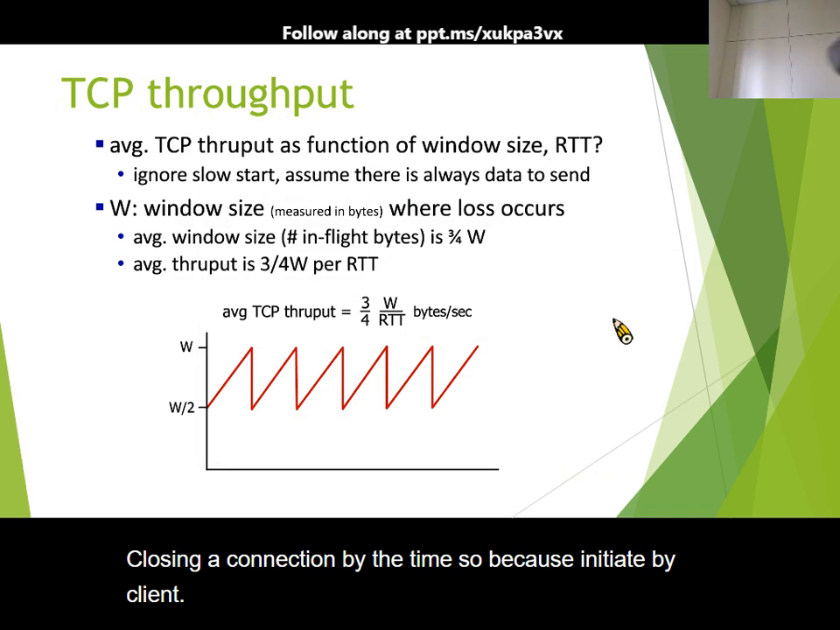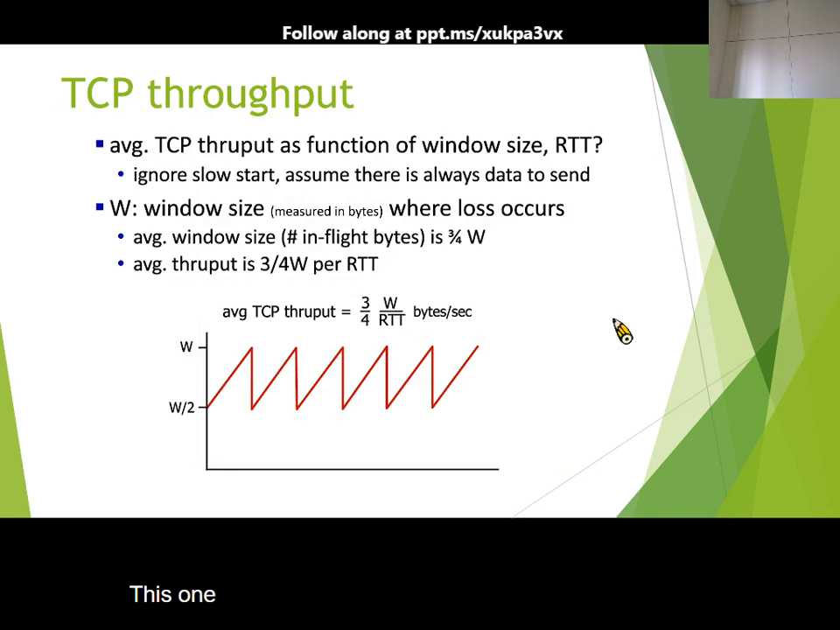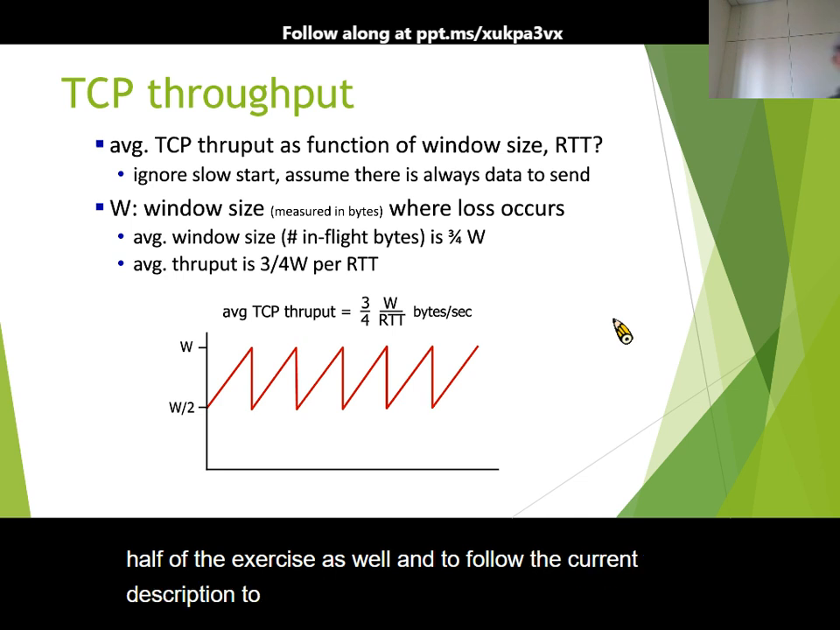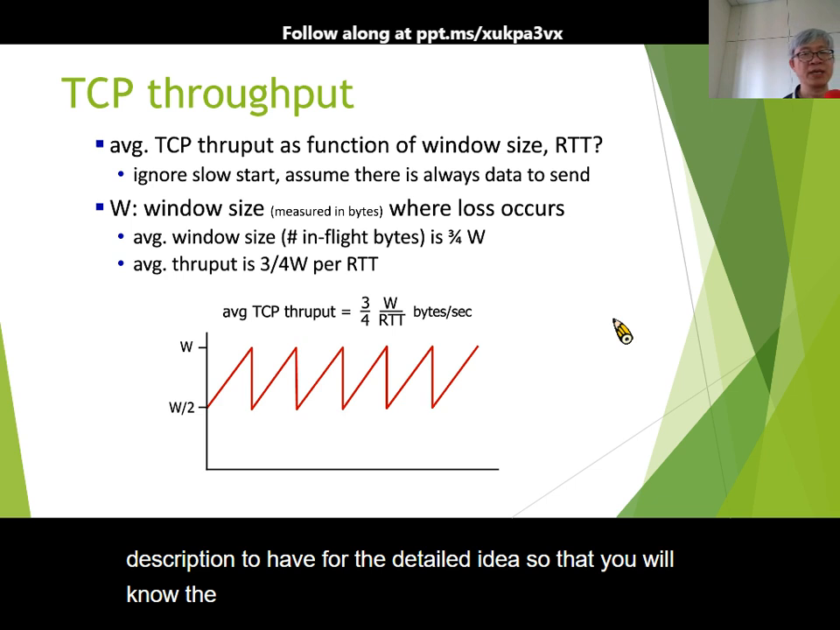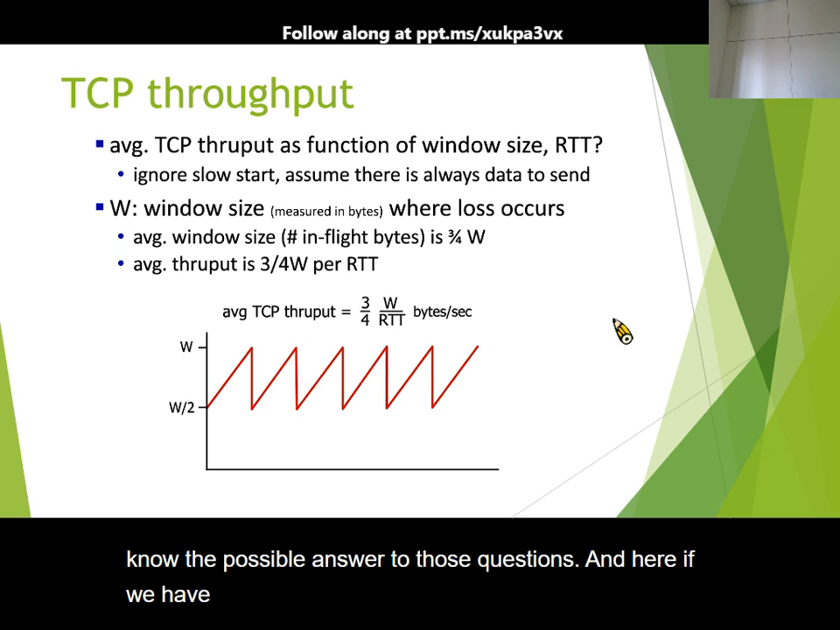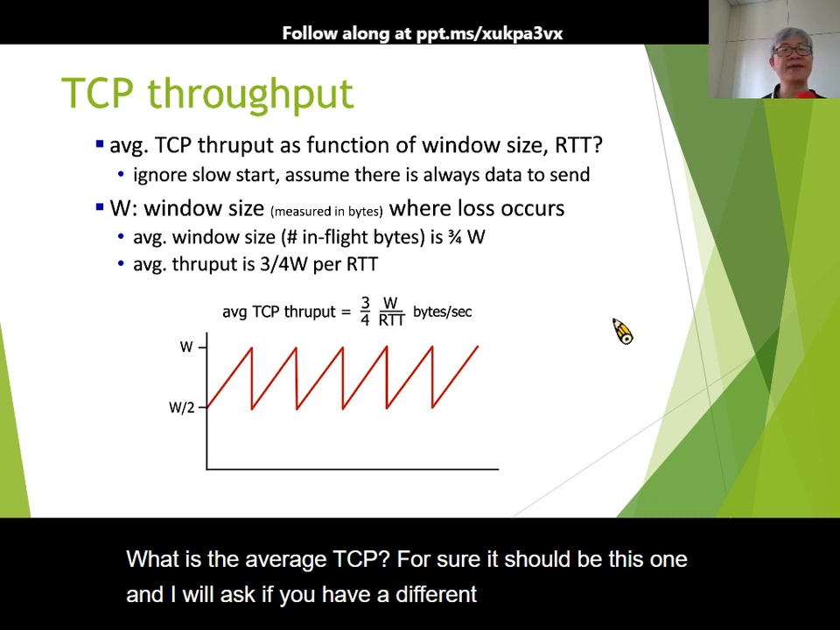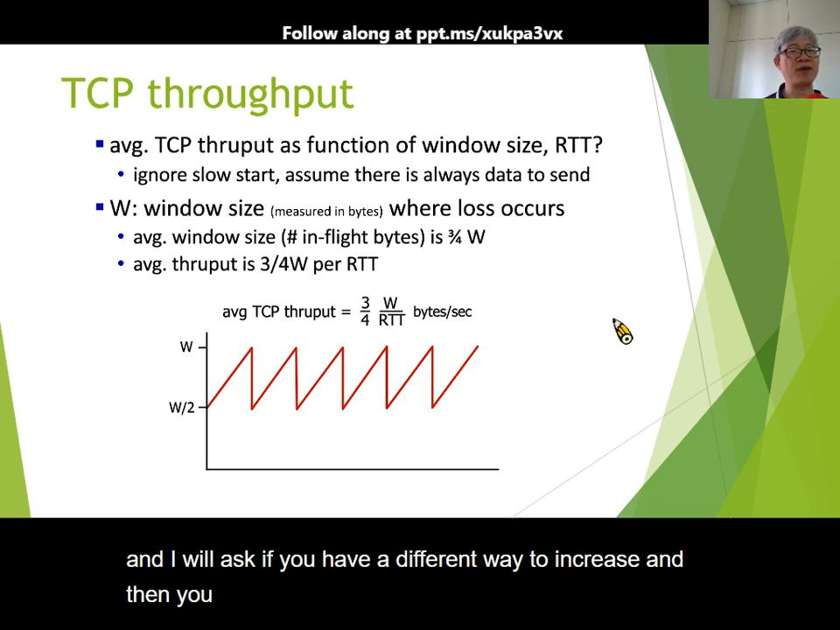This one is talking about calculation of throughput. We definitely have it for the exercise as well, and you can follow the current description to have the detailed idea so that you will know the possible answer to those questions. And here, if we have AIMD like this, what is the average TCP throughput? Sure, it should be this one. And likewise, if you have a different way to increase, then you need to take care of those.